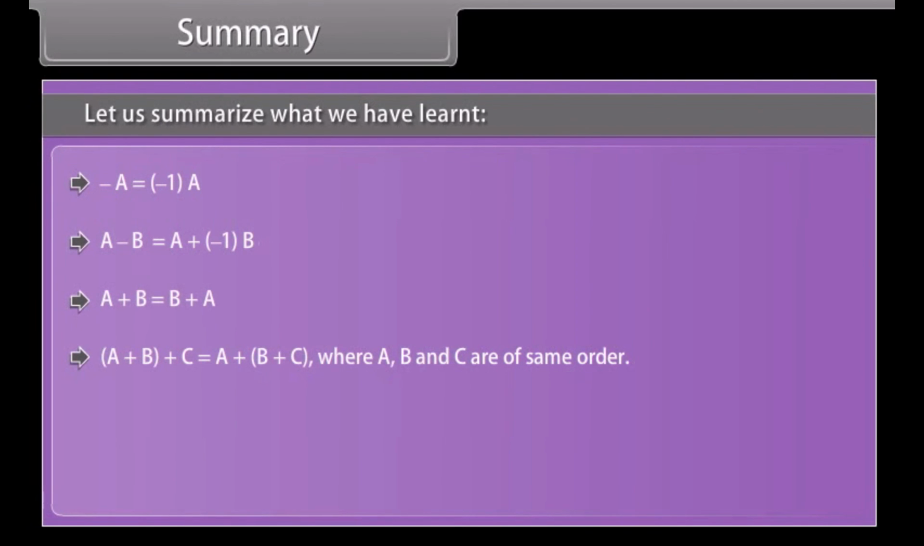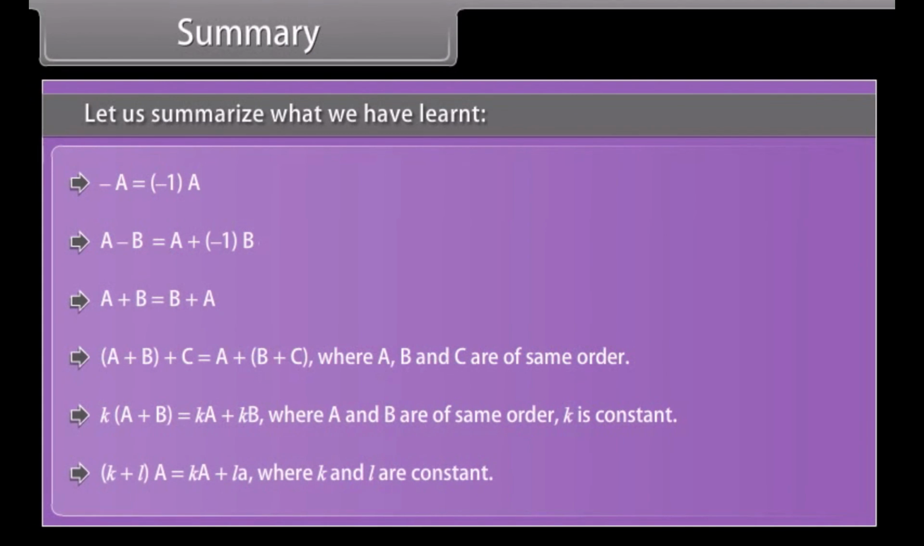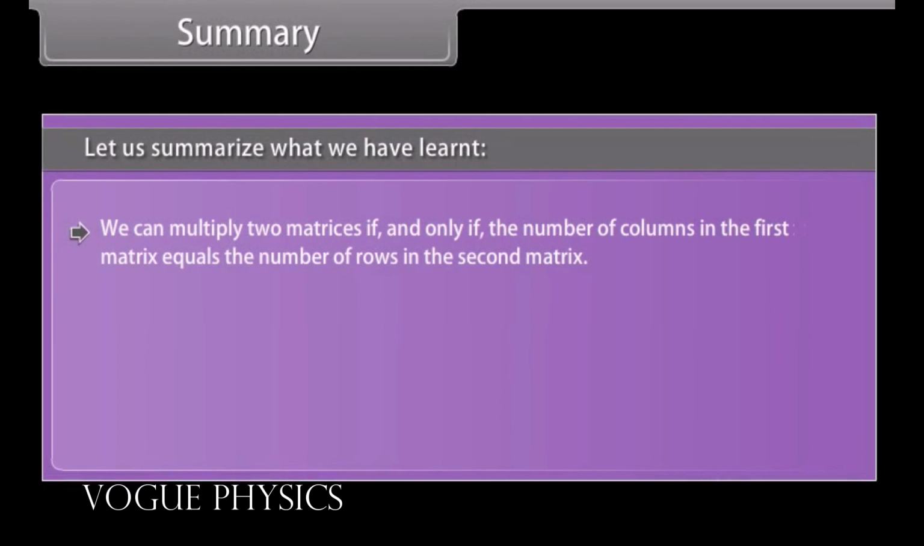K into A plus B is equal to K into A plus K into B, where A and B are of the same order and K is constant. K plus L into A is equal to K into A plus L into A, where K and L are constants. We can multiply two matrices if and only if the number of columns in the first matrix equals the number of rows in the second matrix.